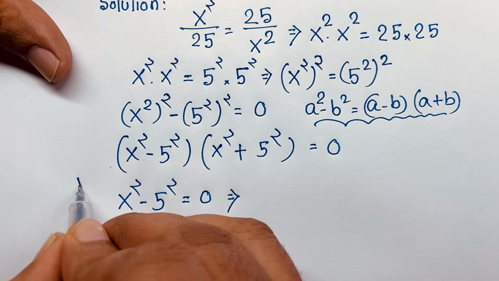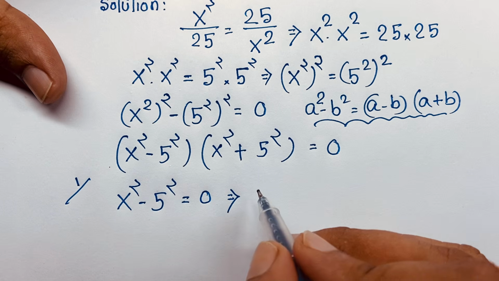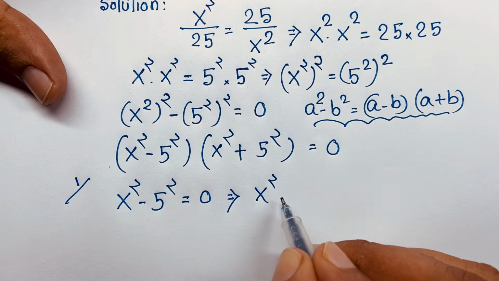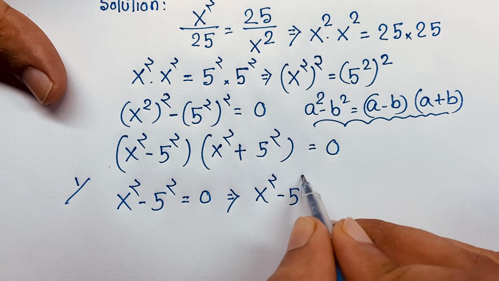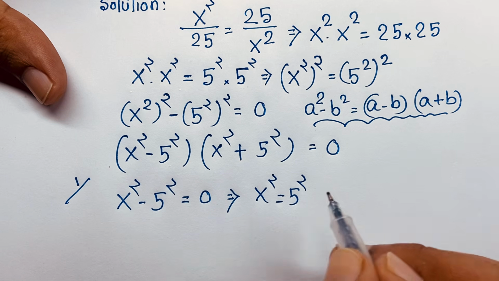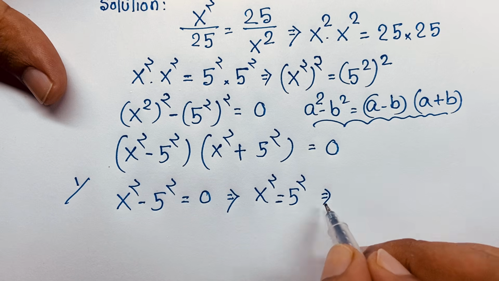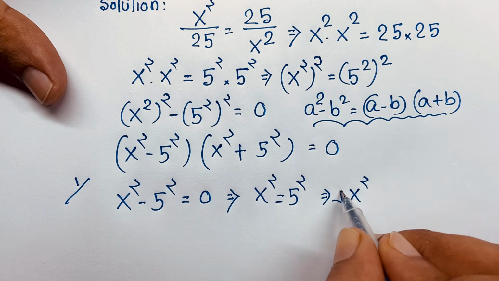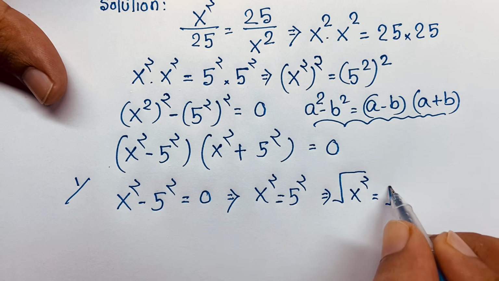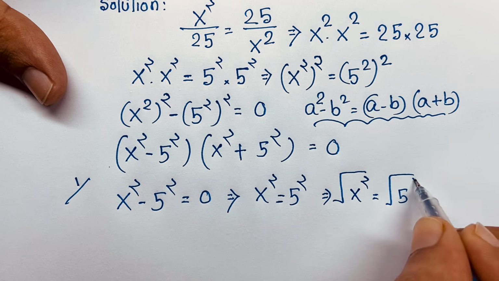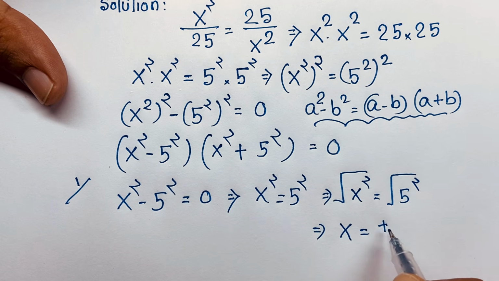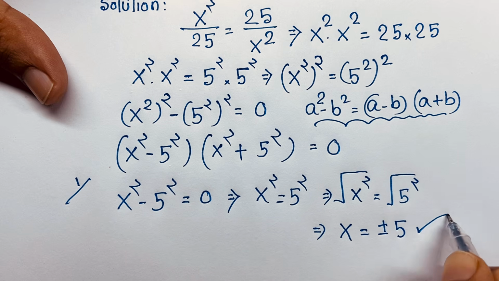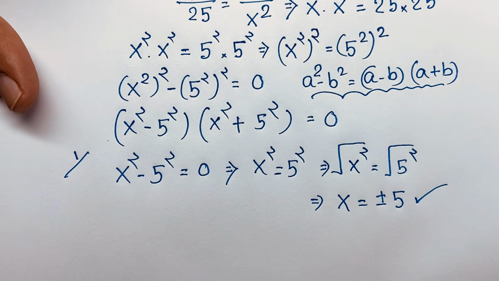Then at this moment if I move this value to this side, it will be x to the power 2 and this is minus 5 to the power 2. I move this value to this side, it will be positive. Now this is x to the power 2 and I take the square root of both sides, 5 square. Now we find here x is equal to plus or minus 5. This is our real solution in this math problem.